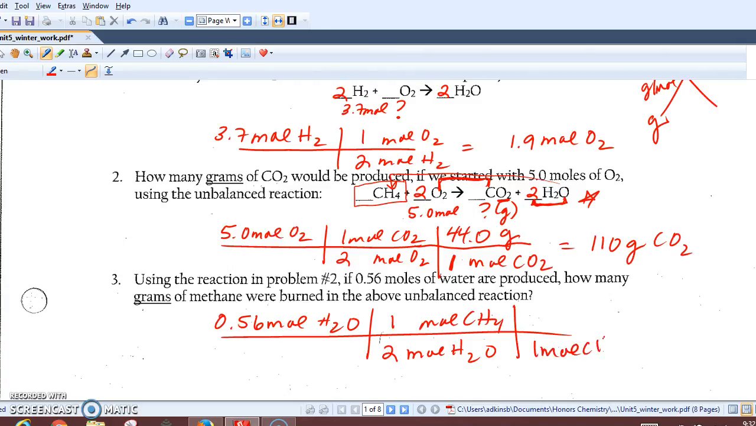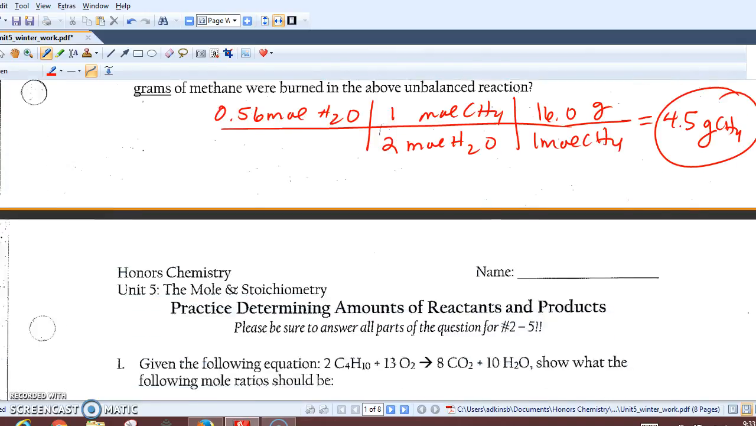I've got moles of CH4. My last step is to get this into a mass. So 1 mole of CH4, I need to find the mass, and that comes from molar mass. And so 1 carbon is 12, 4 hydrogens is 4, so that molar mass is 16 grams per mole, and we get 4.5 grams of CH4 as our final answer. So that's how those work, and we've done mole to mole and mole to mass.